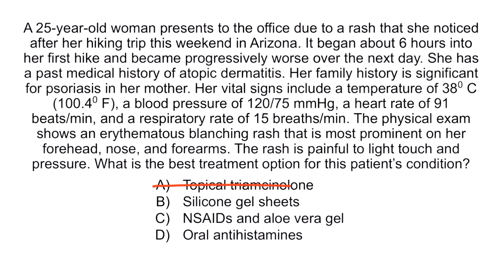So option A, topical triamcinolone, is incorrect because although topical steroids can be used in many dermatological conditions, such as psoriasis, they've not been shown to be effective for sunburn. Now option B, silicone gel sheets, is incorrect because that's actually used for hypertrophic scars, not for sunburn. Finally, option D, oral antihistamines, is incorrect because although they can be used in conditions like atopic dermatitis, they're not useful for a sunburn unless the patient has a concomitant pruritus, in which case it's treating pruritus, not the actual sunburn. So D is wrong. And the correct answer is C, NSAIDs and aloe vera gel. And that concludes this lecture.